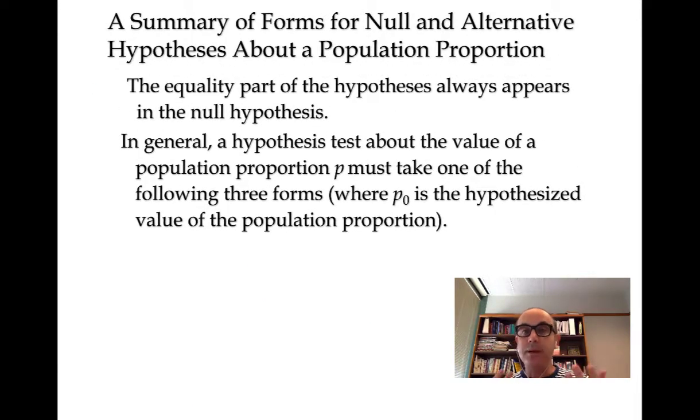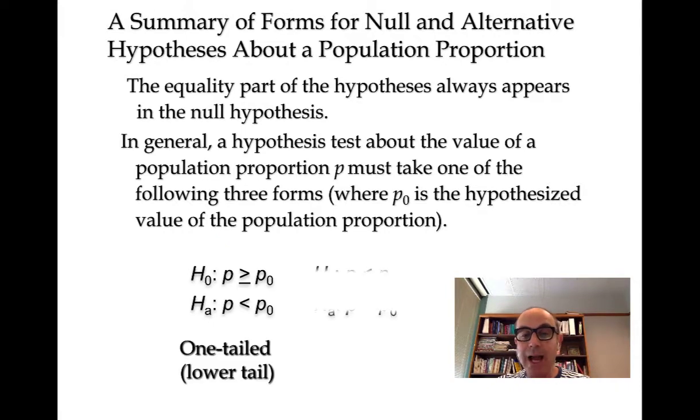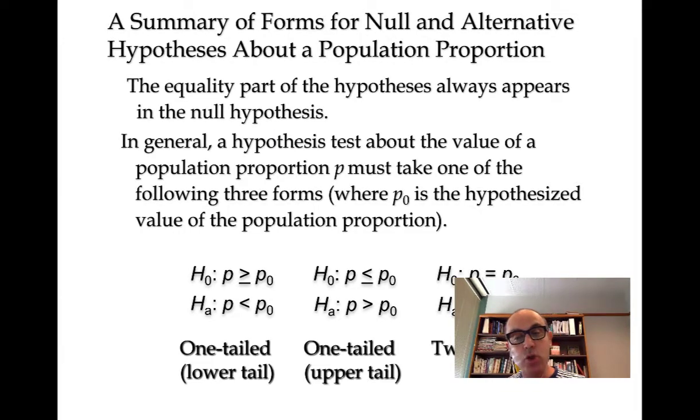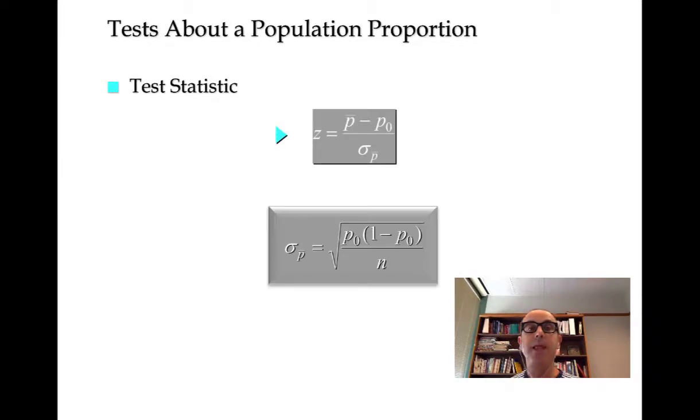And again, as a summary of the whole thing, in general, the hypothesis test is about the value of the population proportion p and must take the following forms, and I outlined for you the one-tail, lower tail, upper tail, and two-tail. I want you to keep it in mind when you are thinking about how to phrase your hypothesis and when you are going to use it.